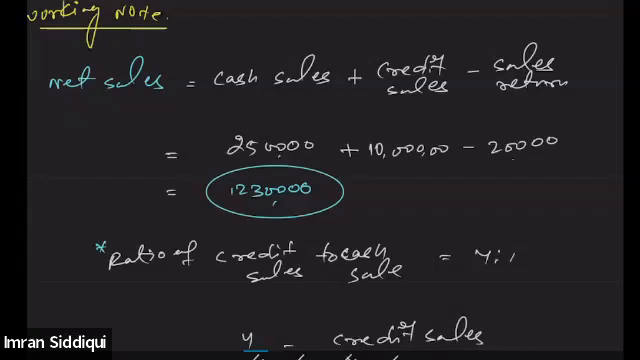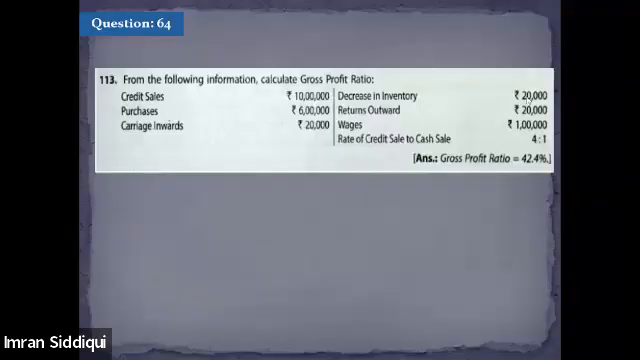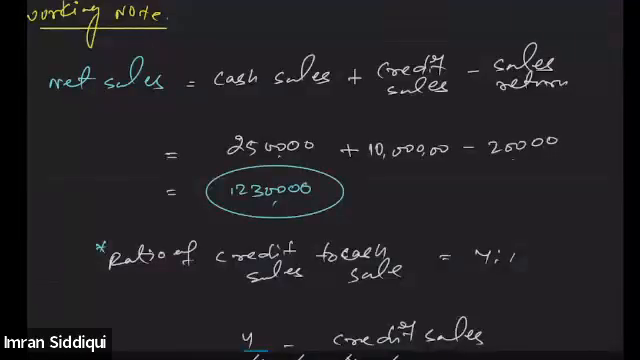Okay. And moving to the, just a second. It was return outward, na. Return outward is purchase return. I'm sorry. Return outward is not sales return. Sales return is return inward. Return outward basically means the goods that we have purchased, we are returning those goods. So in this case, return inward is not given. So this should be equal to 0.